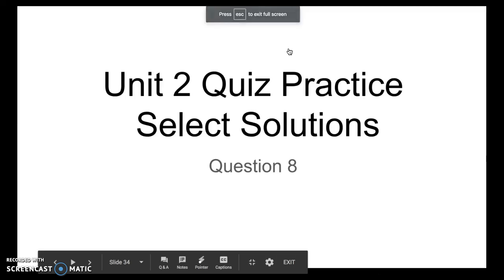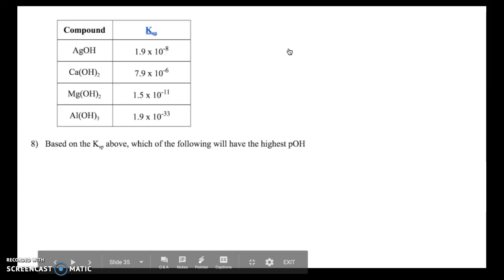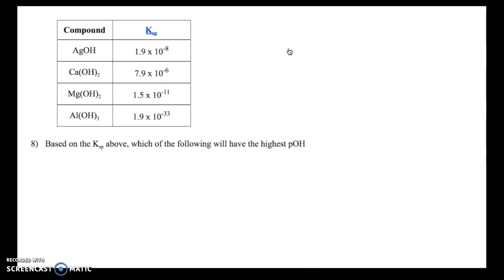This is question 8. In question 8, you're given KSP values and you're asked, based on the KSP above, which of the following will have the highest pOH? All right, so we need to focus on what we're trying to find. We're trying to find the one with the highest pOH.